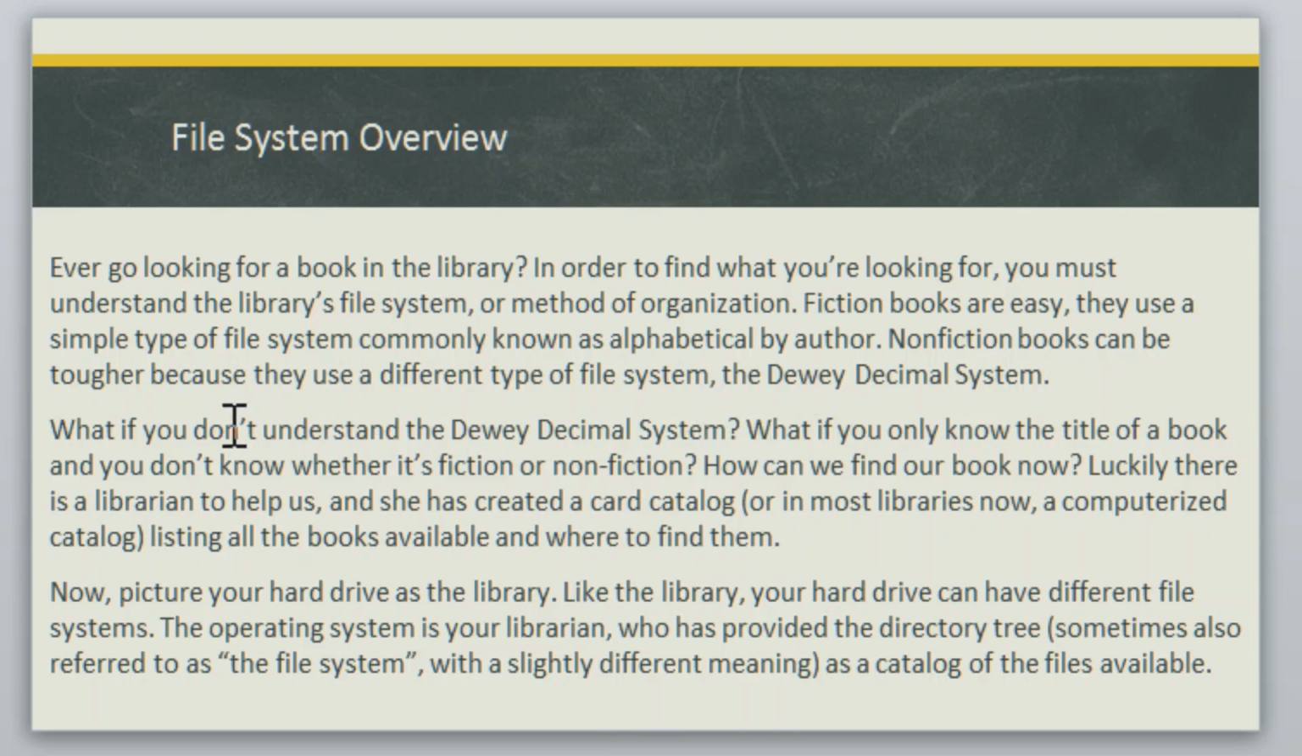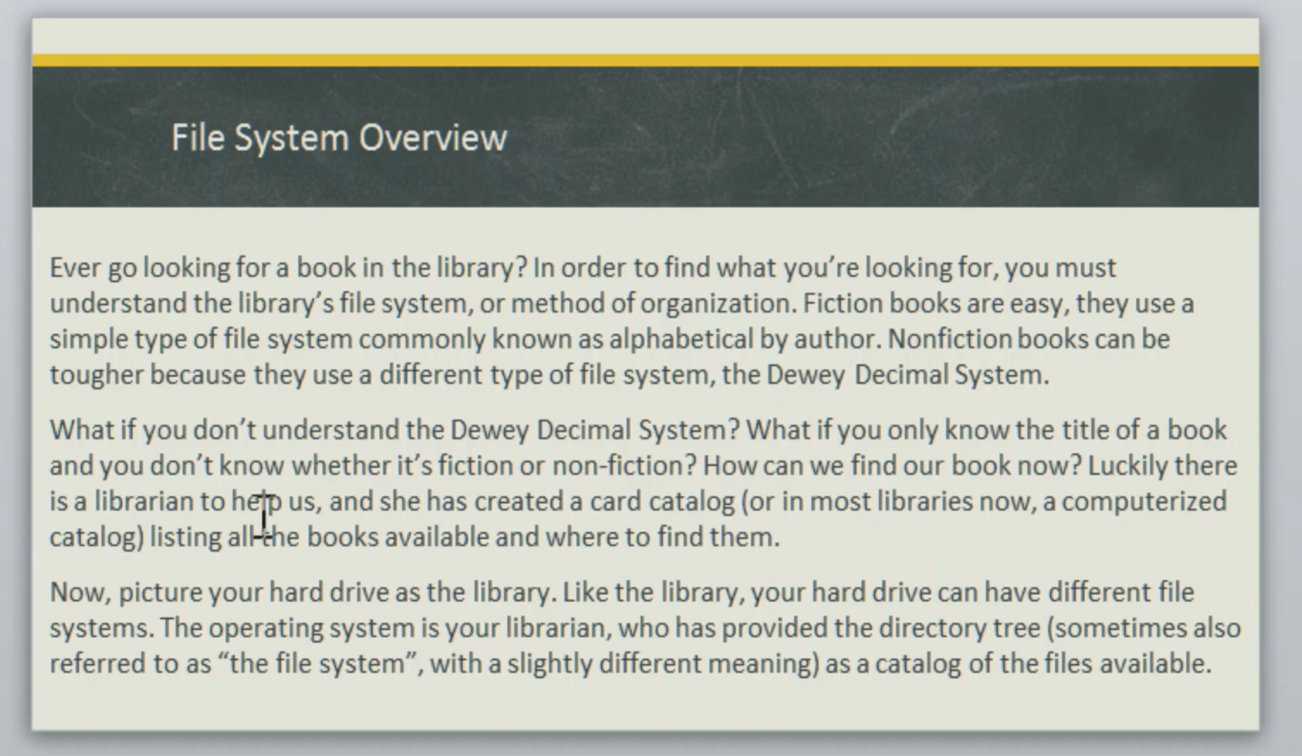Fiction books are easy. They use a simple type of file system commonly known as alphabetical order. Non-fiction books can be tougher because they use a different type of file system, the Dewey Decimal System. Now the problem is, what if you don't understand the Dewey Decimal System? What if you only know the title of a book and you don't know whether it's fiction or nonfiction? How would you be able to find that book? Luckily there's a librarian to help us, and she has created a card catalog, or in most libraries now a computerized catalog, listing all the books available and where to find them, okay?